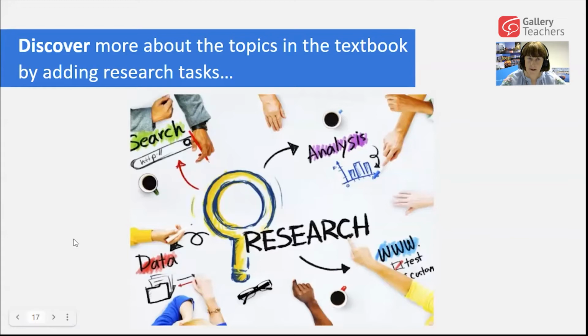Also, it's very important to give the opportunity for the students to discover more about the topics in the textbook by adding a research task. This can be particularly important if your textbook is a little out of date. Even if it's 1 or 2 years out of date, one of the ways to refresh the content of your textbook is to allow your students to research and find the up-to-date information by using a search engine like Google, for example.